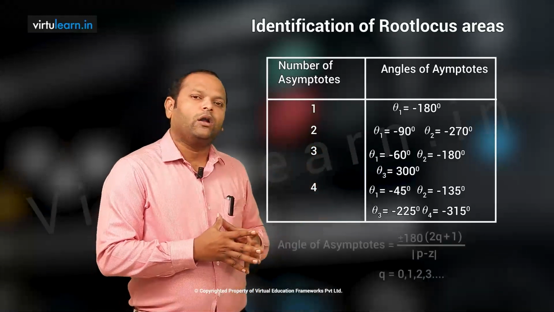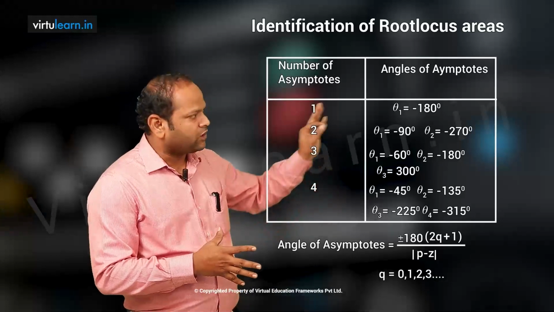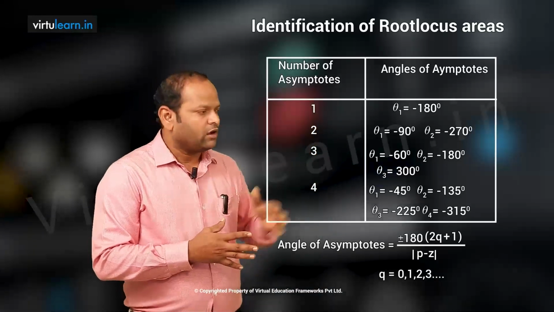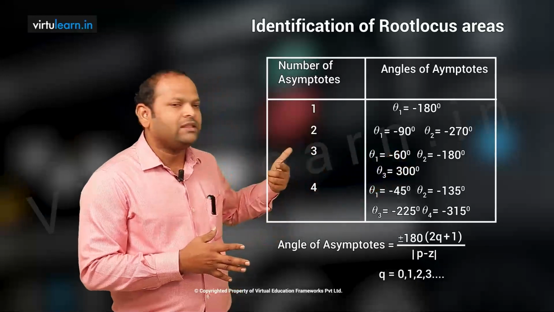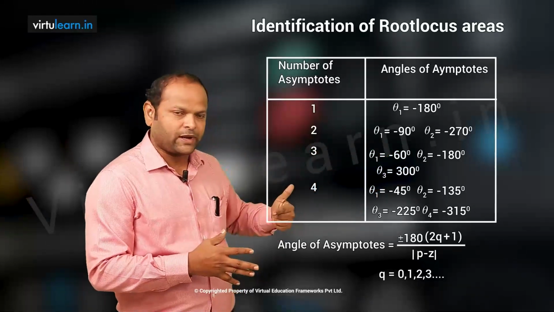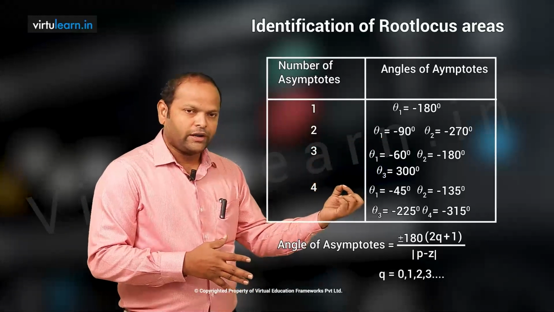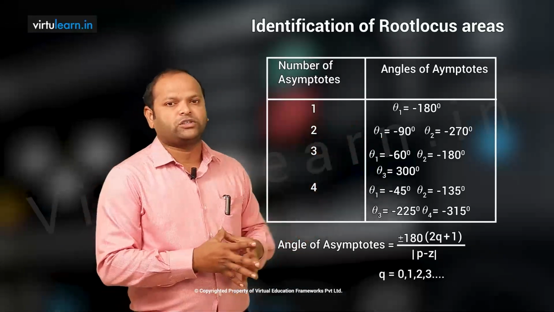Therefore, you write all the asymptote angles and also have the centroid. You draw the asymptotes on the S-plane. So till this step, you already have the poles and zeros on the S-plane, you have the root locus area, and also you have the centroid and all the asymptotes.